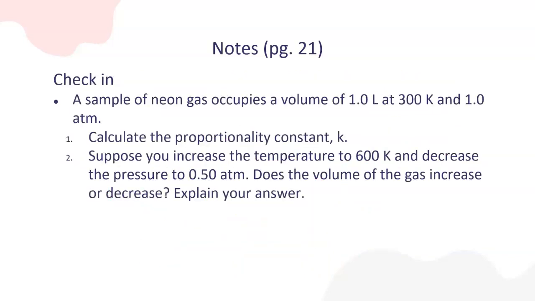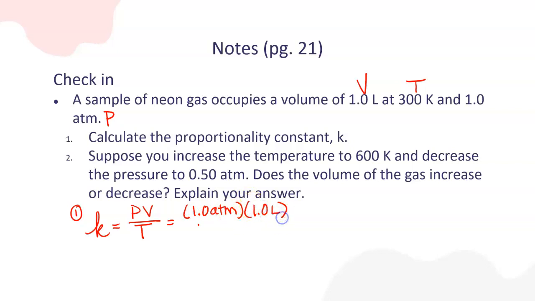Go figure. Okay, so we're going to do a practice problem together. A sample of neon gas occupies a volume, so that's a V, of 1 liter at 300 Kelvin, and that's temperature, and 1 atmosphere, so that is pressure. Our first problem asks us to calculate K. So we know that K, the proportionality constant, is equal to PV over T. So we are going to substitute in for each of those variables. So 1 atmosphere times V, which was 1 liter, divided by 300 Kelvin.